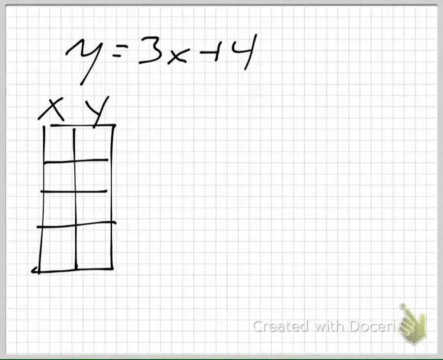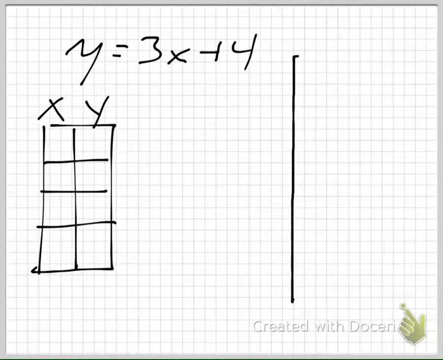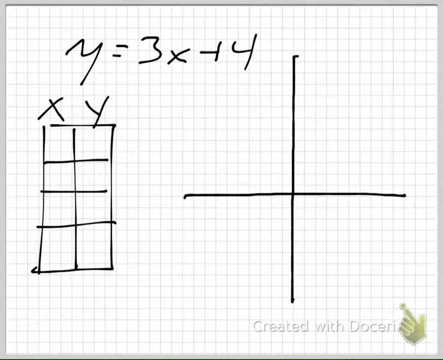So what are the coordinates? What do I do to make these coordinates? I have to have points on my graph. So right, here's my coordinate plane, right? And I have to have somewhere to put something. So what do I do? You need to start choosing numbers for x. You literally choose numbers for x.